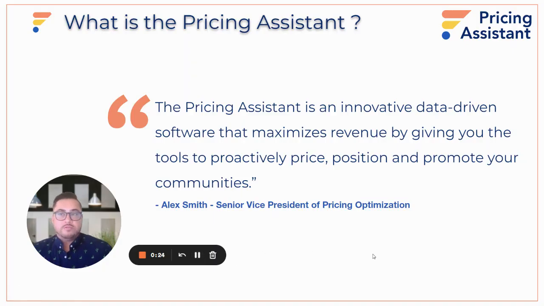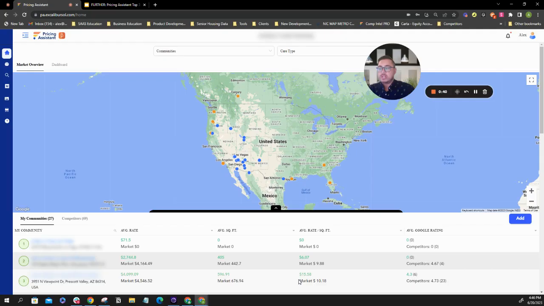For those that don't know and aren't familiar, the Pricing Assistant is an innovative data-driven tool that helps maximize revenue by giving you the tools to proactively price, position, and promote your communities. And today we'll be going over one of those tools, the dynamic rent roll.